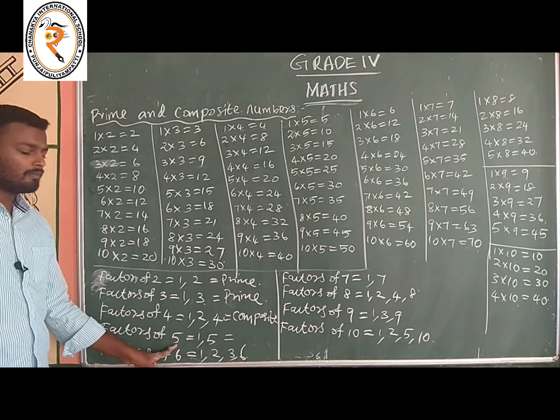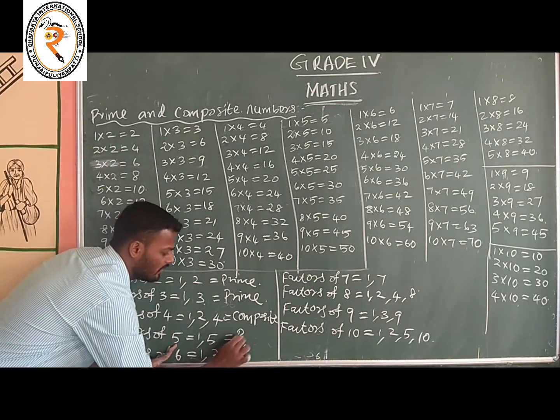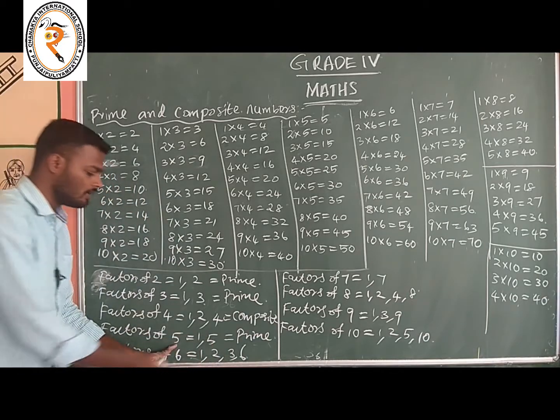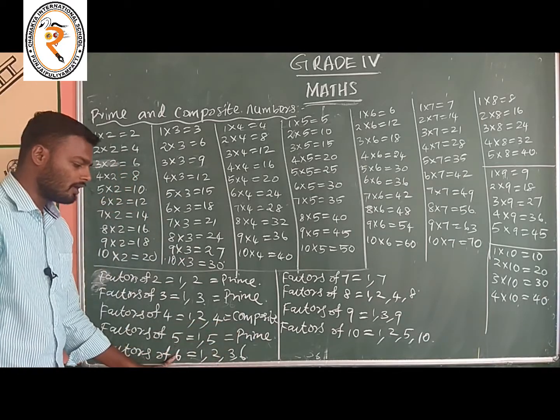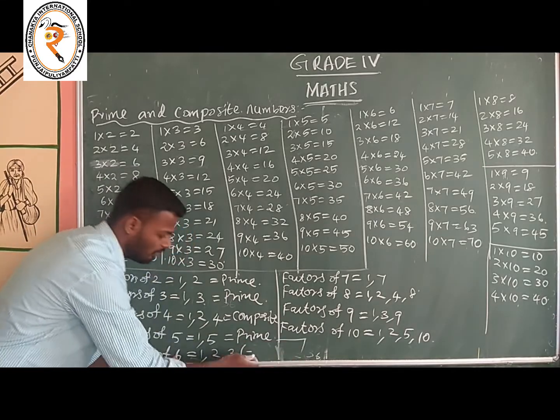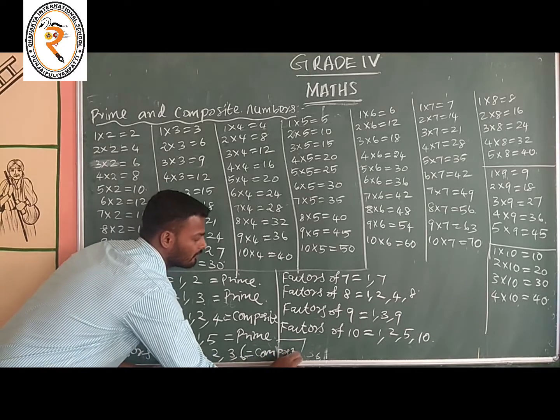Is 5 a prime or composite number? It is a prime number because we have only 2 factors. So it is a prime number. Is 6 a prime or composite number? 6 is a composite number because we have 4 factors. It is a composite number.